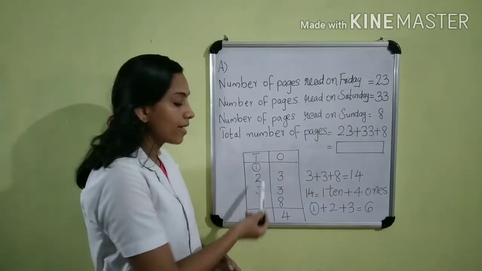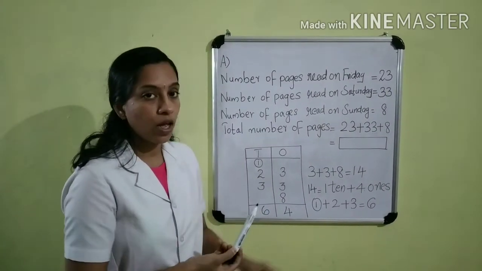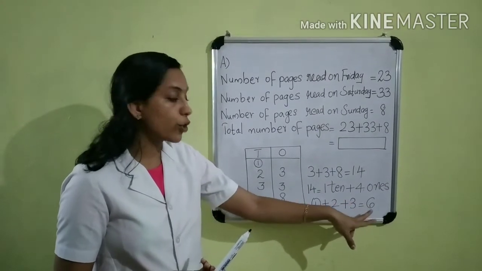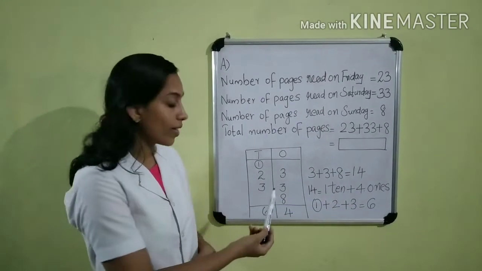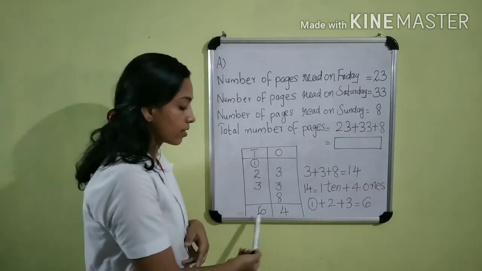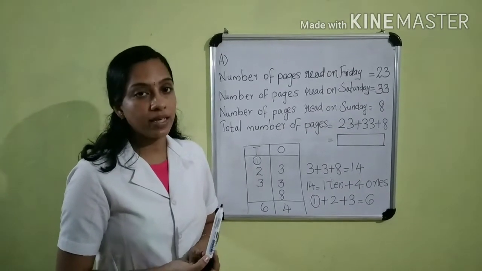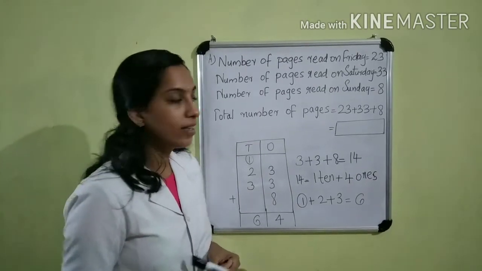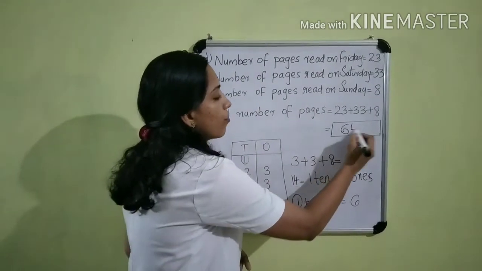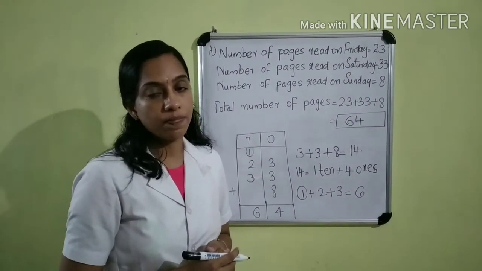Then add the tens place digits. That is 1 plus 2 plus 3. What will be the answer? 1 plus 2 plus 3 is equal to 6. Now we can write the number 6 here. Now we will get the answer 64, which means Aman read 64 pages. So we can write the total number of pages is equal to 64. I hope you have understood this problem.